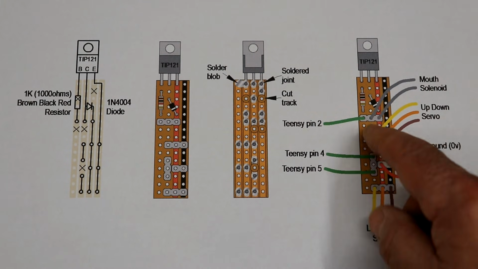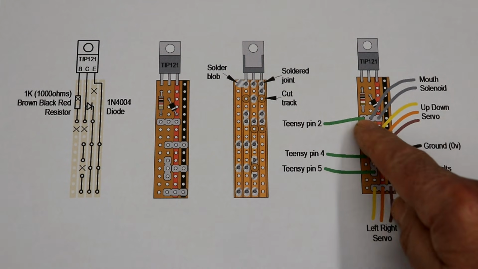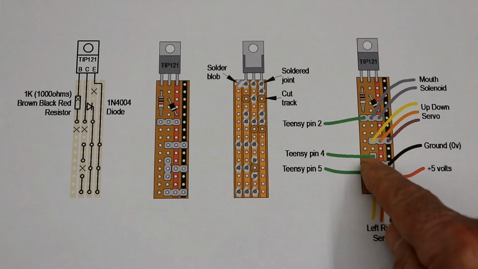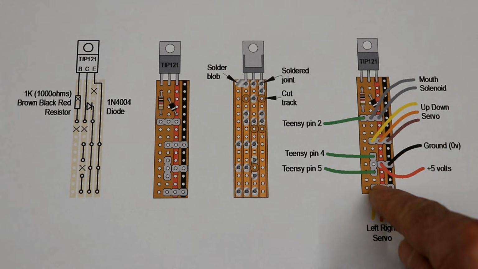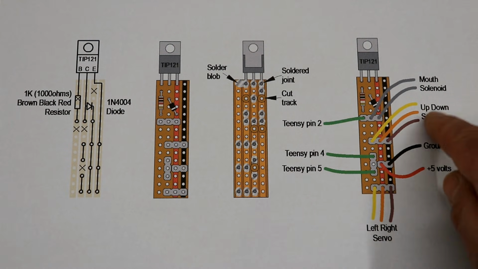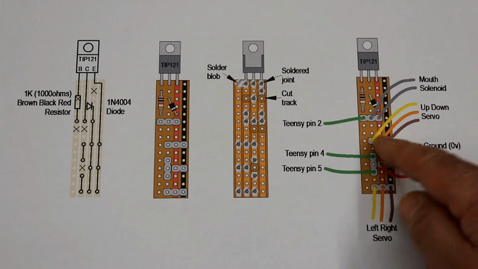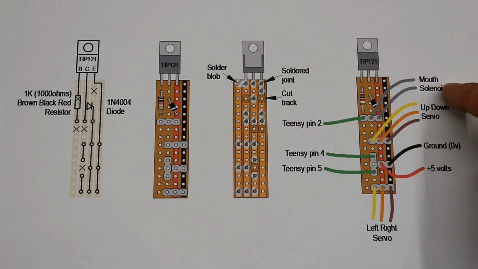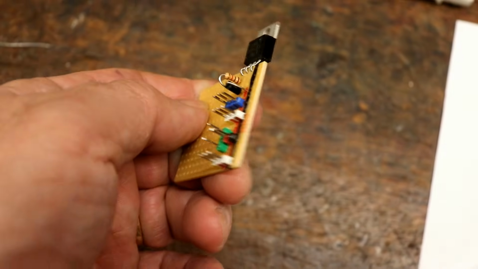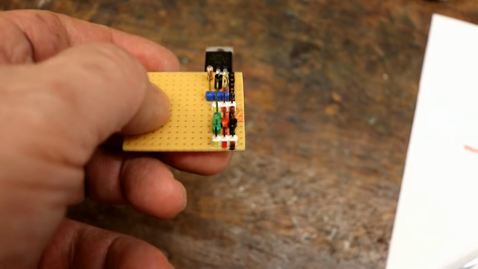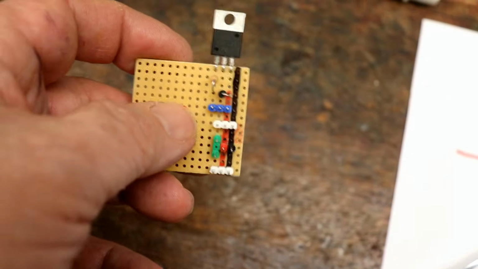And here are all the connections. Teensy connection pin 2, Teensy connection pin 4 and 5. We've got the left-right servo that can just plug straight onto those header pins. We've got the up-down servo, plug straight onto them, and the other ones can be soldered: the mouth solenoid, the ground, and plus 5 volts. So different colour header pins for the different connections.